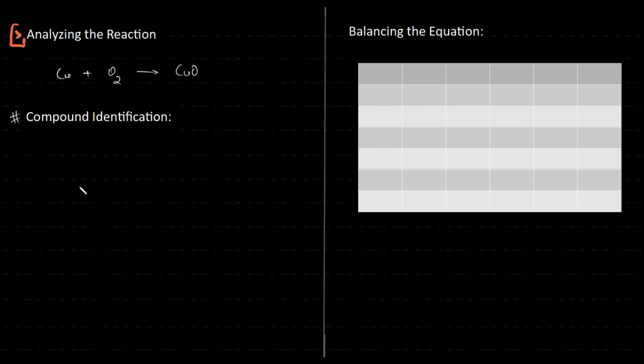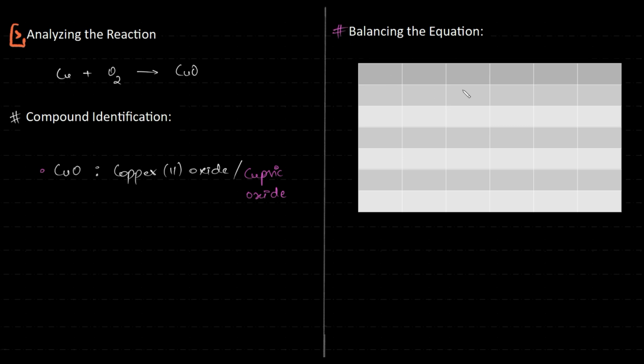Let's look at copper reacting with oxygen, forming what? CuO is nothing but copper(II) oxide, also known as cupric oxide. Done. Now let's look at balancing the equation.